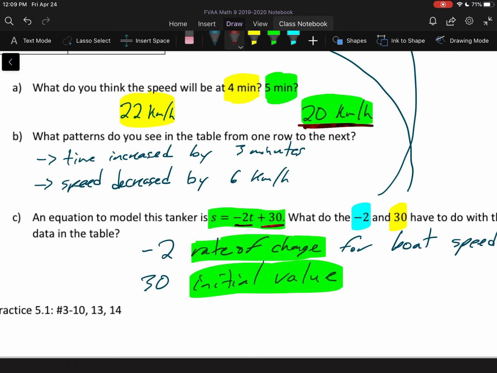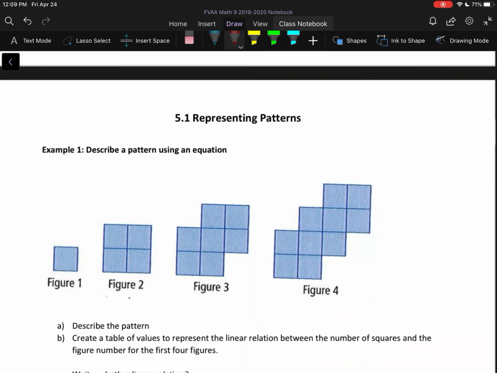We can try another point if you like. Let's say 4 minutes. 4 as time, so I would place it into the t value here. So 4 times negative 2 is negative 8, plus the initial value of 30 kilometers per hour gives me a final speed of 22 kilometers per hour, which is what we determined earlier as well. Okay, so you see how these values interact. All right, and we'll introduce these more and more as we go.